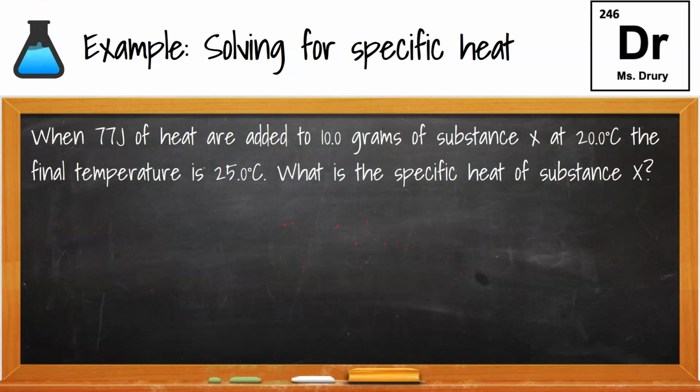And the next one, we're going to solve for specific heat. When 77 joules of heat are added to 10 grams of an unknown substance at 20 degrees, the final temperature is 25 degrees. What's the specific heat of this unknown substance?